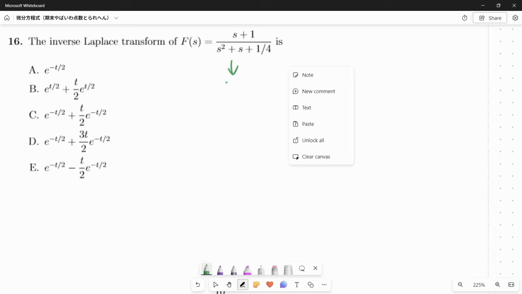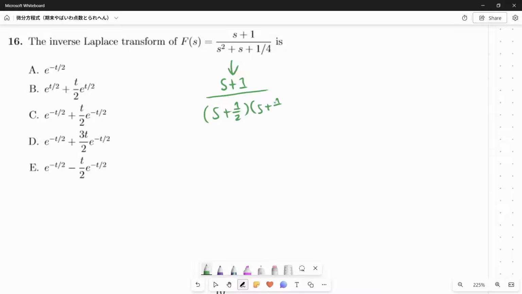So to start, we can split this up into s plus 1 over s plus 1/2 times s plus 1/2. Now, generally speaking, in situations like this, your partial fraction decomposition would look something like A over s plus 1/2 plus B over s plus 1/2, right? The problem is, since these two terms are identical, the decomposition is actually going to look a little bit different because they're duplicates. So I'm actually going to rewrite this as s plus 1 over s plus 1/2 squared.